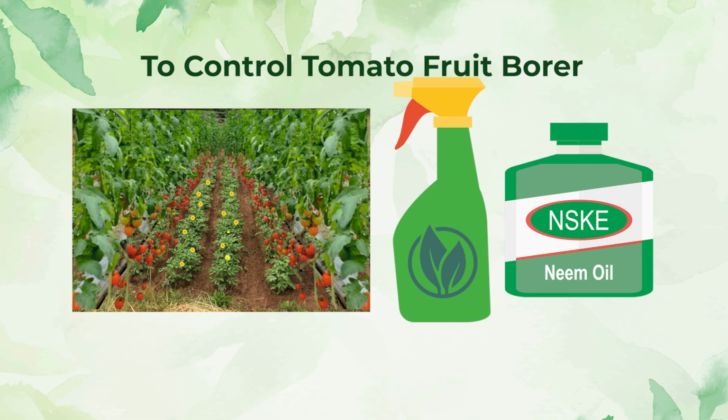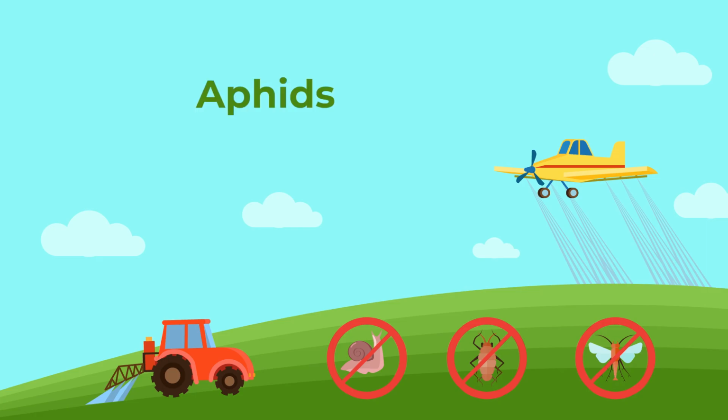In the early stages, spray 4% NSKE, that is neem seed kernel extract, to kill the larvae. Apply Novaluron 10 EC per 1.5 ml or 1 ml or Quinalfos 25 EC per 2 ml per 40 SP per 1 gram 1. Second, aphids.